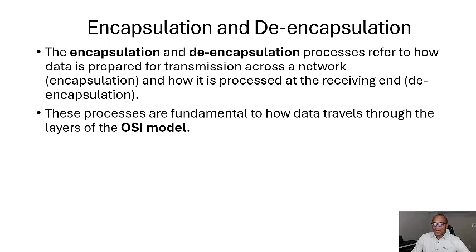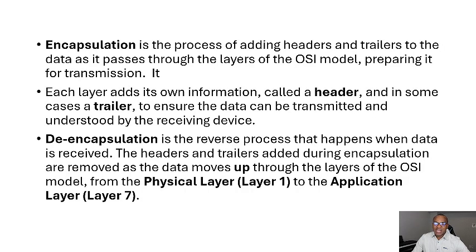Encapsulation and de-encapsulation processes refer to how data is prepared for transmission across a network, and how it is processed at the receiving end. The processes are fundamental to how data travels through the layers of the OSI model. And encapsulation basically is the process of adding headers and trailers to the data as it passes through the layers of the OSI model.